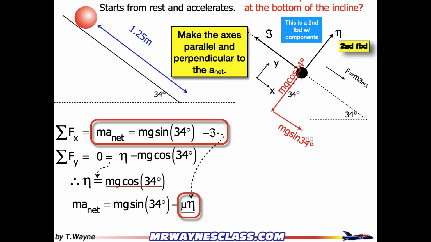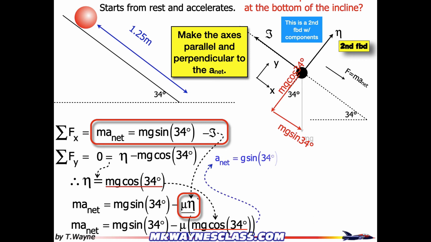We're going to do one more substitution in here for eta. So now it looks really long. Oh, wait, it's not that bad, because there's ma net, mg sine 34, and mu mg cosine. Hey, there's an m in every expression that's there. Because there's an m in every expression, and I know that mass isn't going to be 0, I can divide out the mass. So I'll divide everything by m. That leaves a is equal to g sine 34 minus mu g cosine 34.